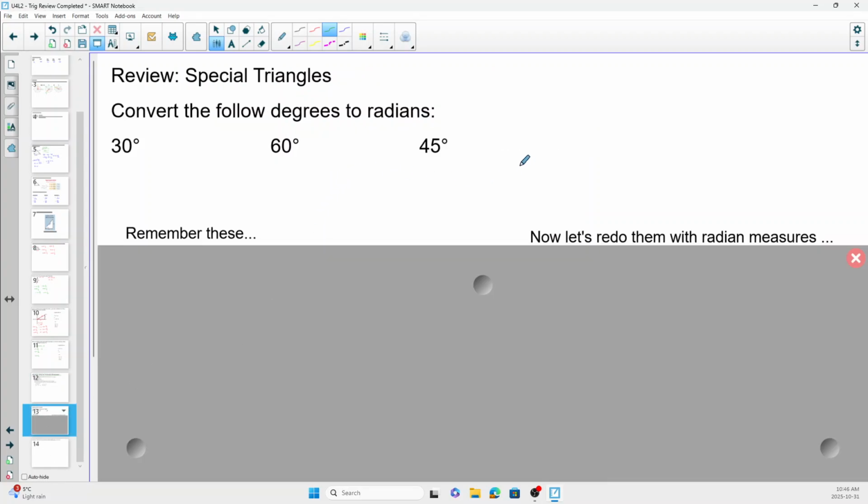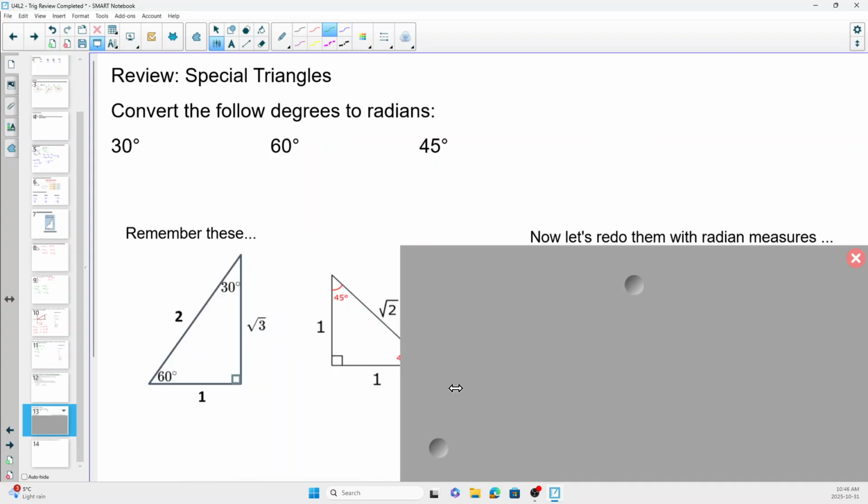And the last thing we need to review before the end of this lesson is special triangles. So what we are going to do is convert the following degrees to radians, and maybe you would remember these special triangles. These are some pretty special degrees. Maybe you remember that from grade 11. 30 degrees is a really important one, 60 degrees, and 45 degrees. And so we're doing away with degrees and dealing with radians from now moving forward. So we need to convert these degrees to radians.